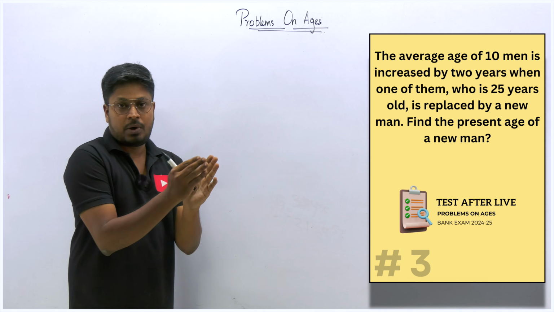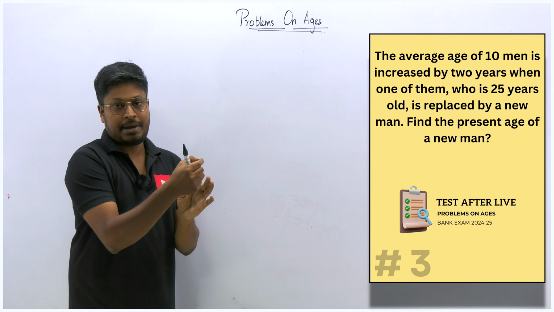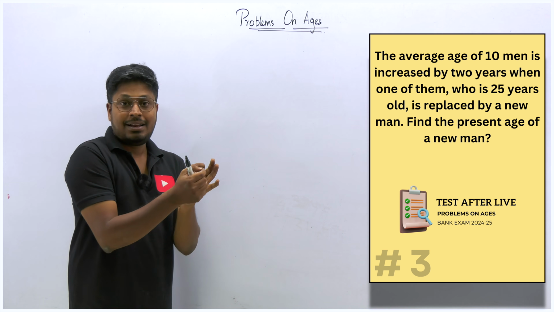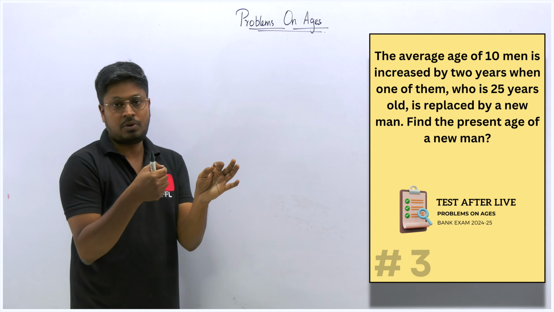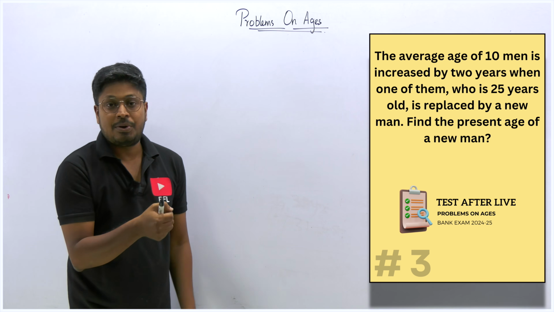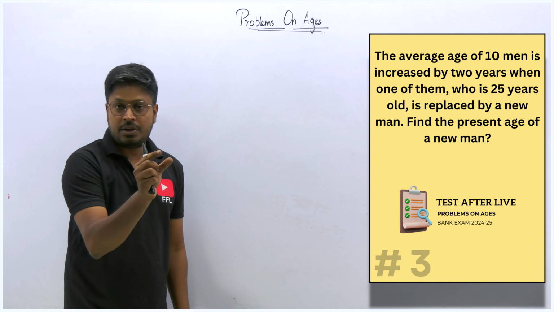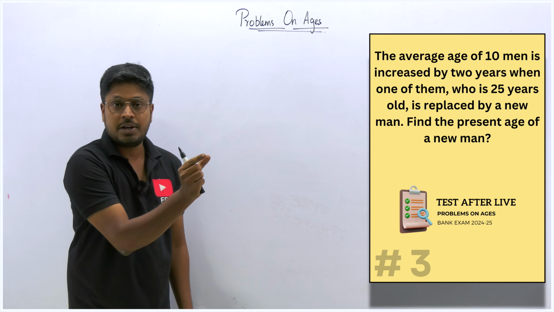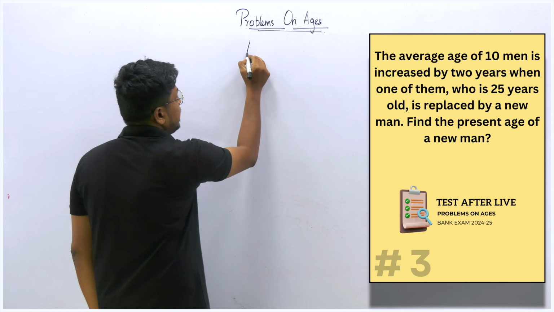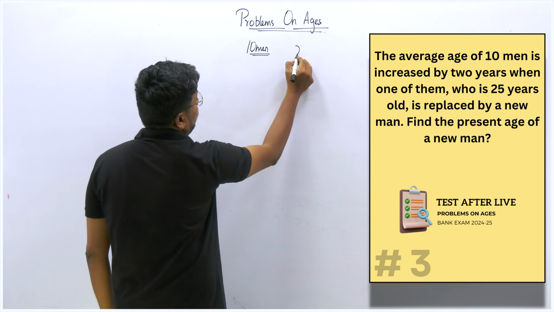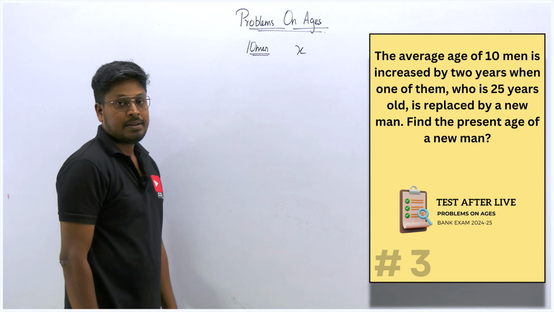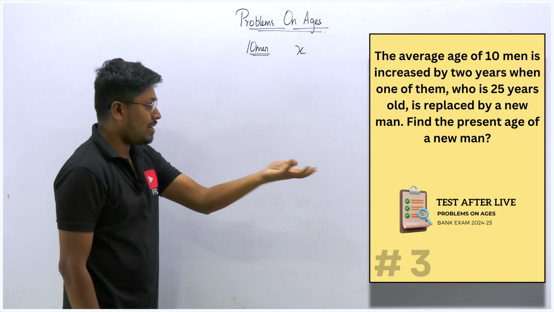So in a group of 10 men, they are adding a new man into the group, and before adding the new man, they are eliminating one person from the group, and that person's age is how much? 25 years. So we know how many men are totally in the group. How many men are there? Totally there are 10 men. But we don't know the average age of all the 10 men. That is unknown here, right? So just see, they didn't give you the average anywhere.